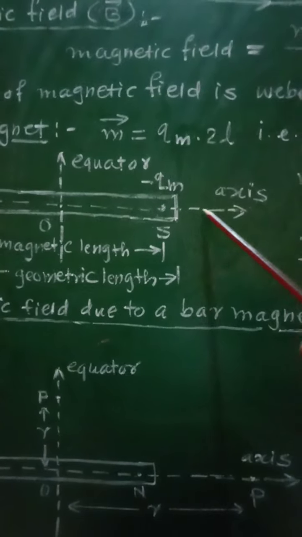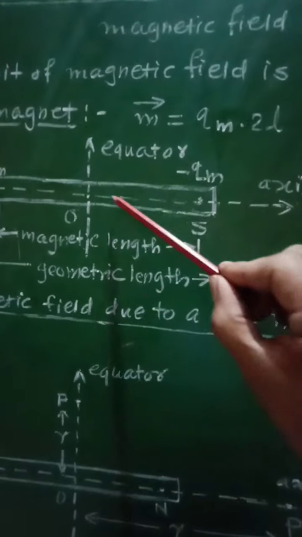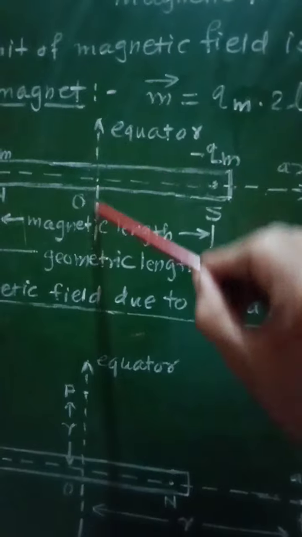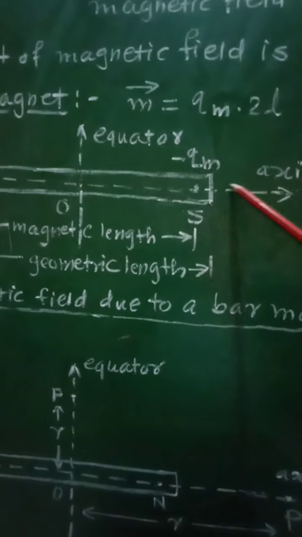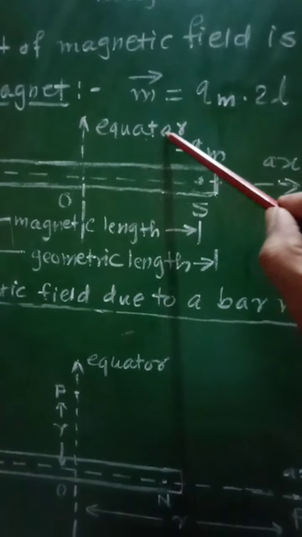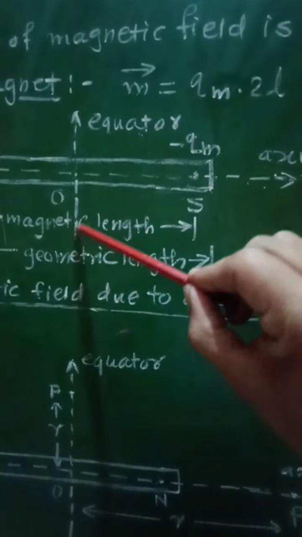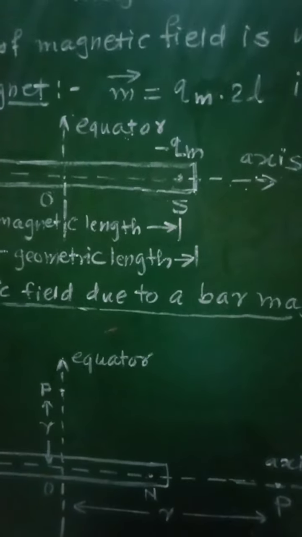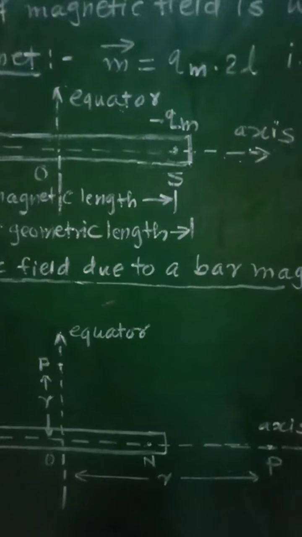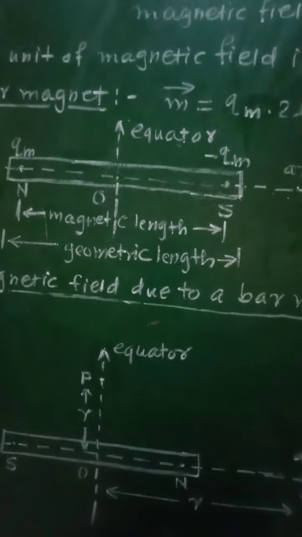So this line will represent the axis of the bar magnet, and the line perpendicular to the axis of the bar magnet and passing through its center is called the equator. So this horizontal line is the axis of the magnet, and this vertical line represents the equator of this bar magnet. So this was regarding the bar magnet or the structure of the bar magnet.